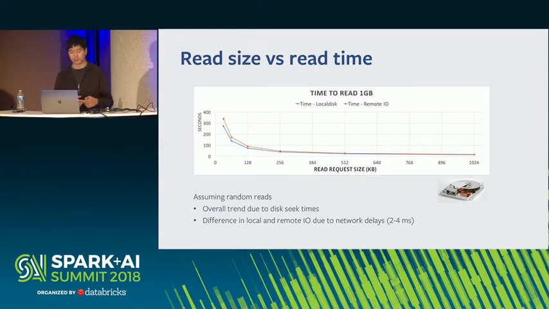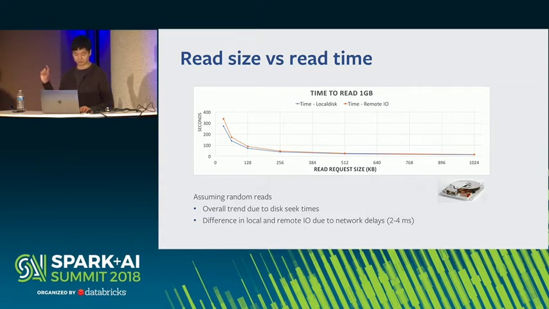To go a little more into the latency side, here I have a chart showing how long it takes to read a 1 GB file, where the x-axis shows that we're reading this file in chunks of these read request sizes. As you can see on the left side, if you're reading in very small chunks, it takes a lot longer to read this file. And this is assuming that we're doing random reads. The overall trend, where the left side is much higher, is due to the disk seek times.